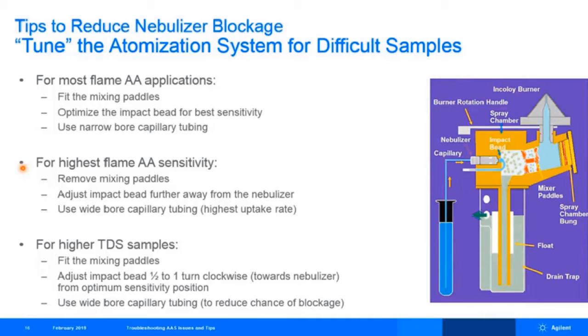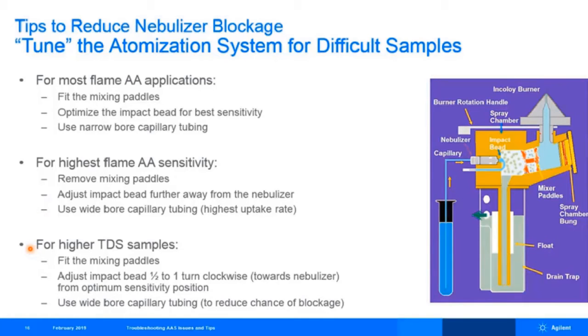What if you want more sensitivity? In those cases, then really what we'd say is you should remove the mixing paddles from the spray chamber. That will enable you to get more sensitivity. You should also fit wider bore capillary tubing, which means you'll get a little bit more sample going up into the flame to give you even more signal. And then by adjusting your impact bead a little bit further away from the nebulizer, you'll get more signal. Your noise level will also go up a little, but the signal will also go up dramatically. So overall, the signal to noise performance will be much better.